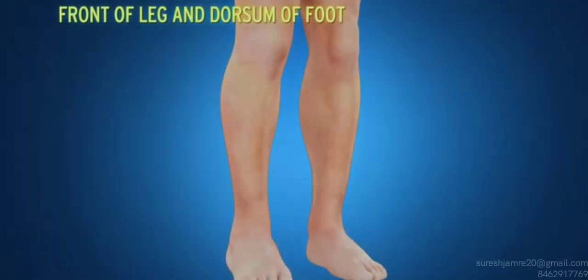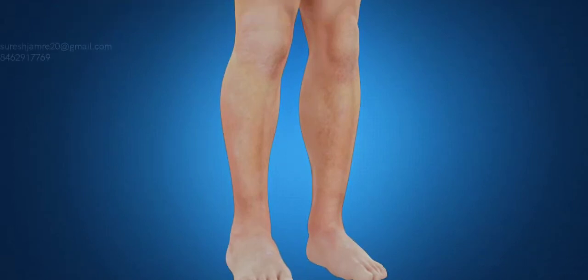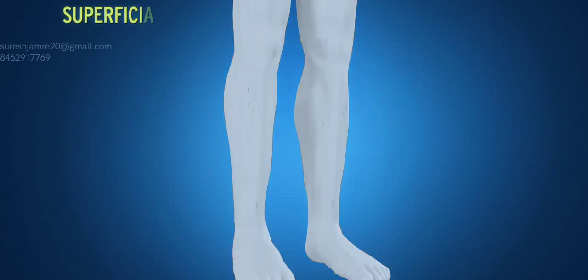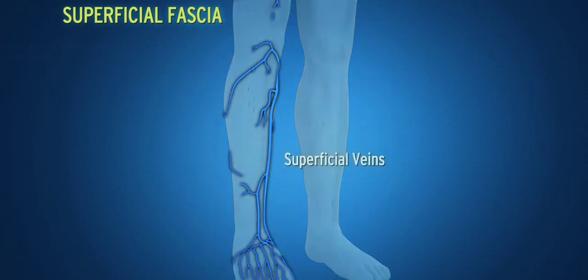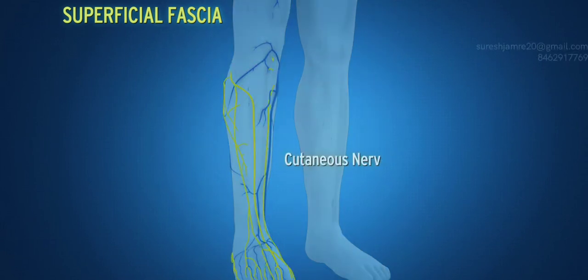Leg is part of the lower limb that lies between the knee and ankle. Dorsum is the back or upper surface of foot. Superficial fascia, superficial veins, cutaneous nerves.